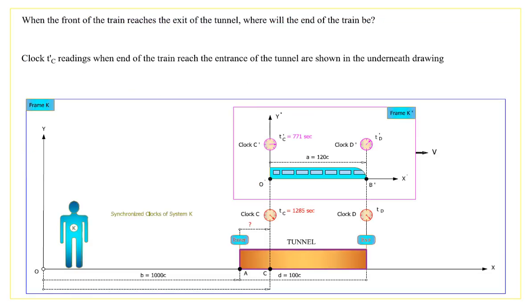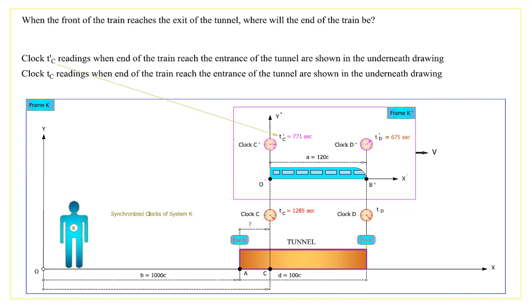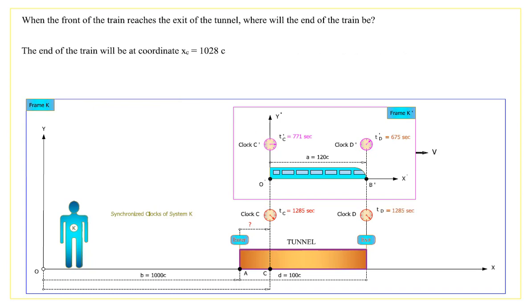Clock T'(C) readings are shown in the underneath drawing. The end of the train will be at coordinate xc equals 1028 c. The distance between the end of the train and the tunnel entrance is therefore 1028 c minus 1000 c equals 28 c.